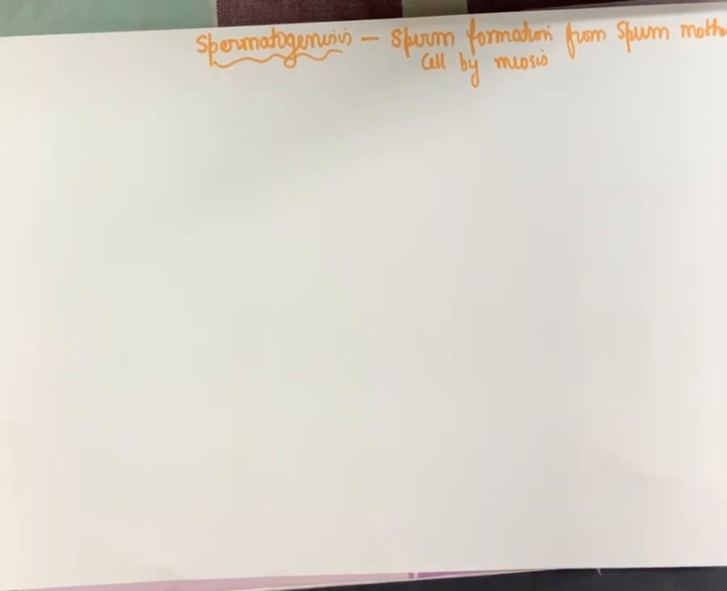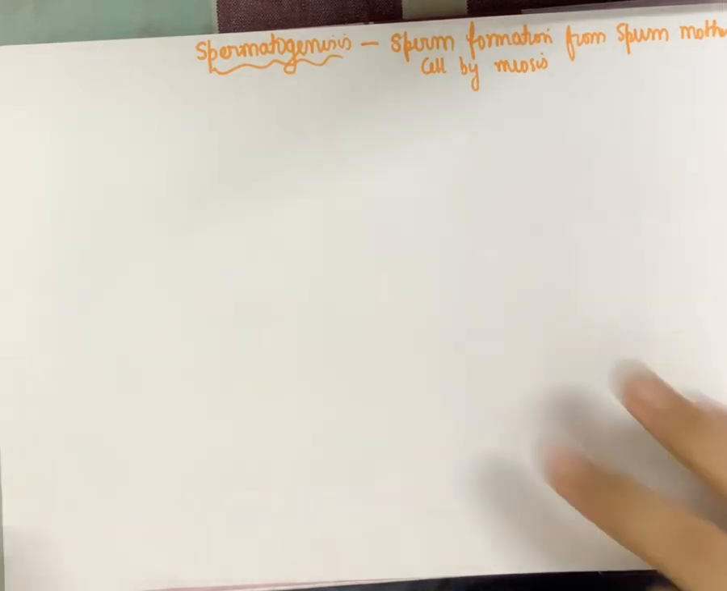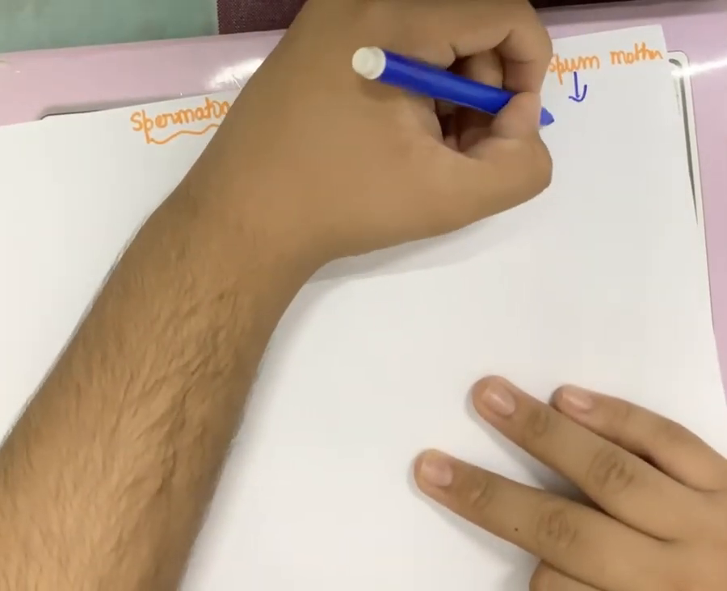Good evening. So in today's class we'll be talking about a very crucial concept for the board exams as well as for competition exams, spermatogenesis. Now this is a topic of class 12 in the chapter human reproduction, and spermatogenesis basically is the process by which sperm is formed from the sperm mother cell, which is called the spermatozoa. Okay, so sperm mother cell is called spermatozoa.